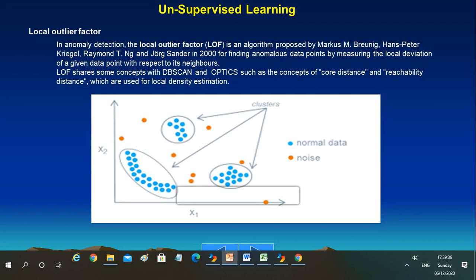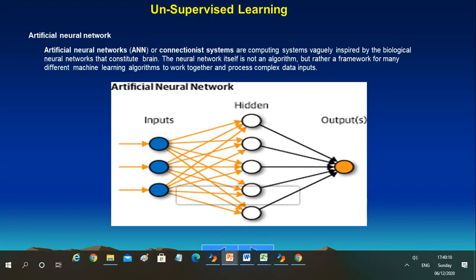Local outlier factor. In anomaly detection, the local outlier factor, LOF, is an algorithm proposed by Markus M. Breunig, Hans-Peter Kriegel, Raymond T. Ng and Jörg Sander in 2000 for finding anomalous data points by measuring the local deviation of a given data point with respect to its neighbors. LOF shares some concepts with DBSCAN and OPTICS, such as the concepts of core distance and reachability distance, which are used for local density estimation.